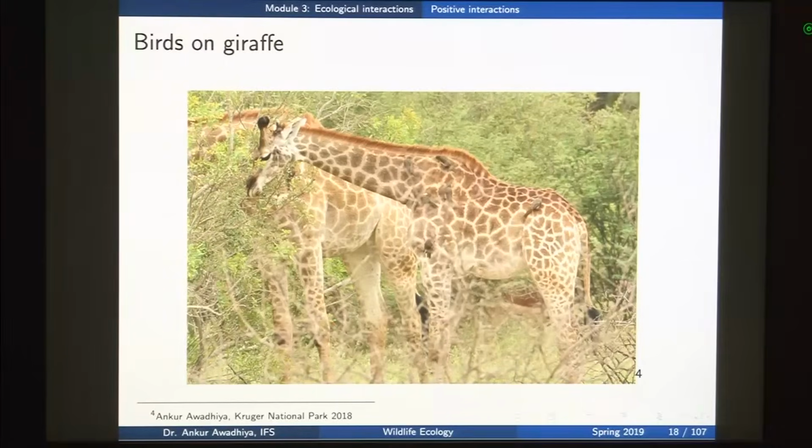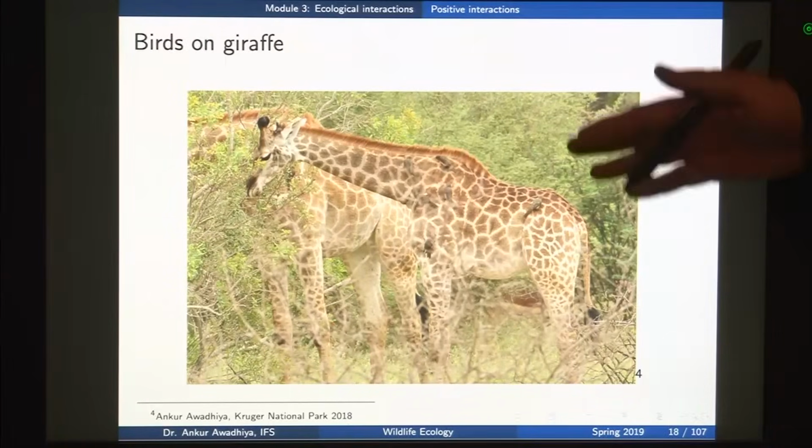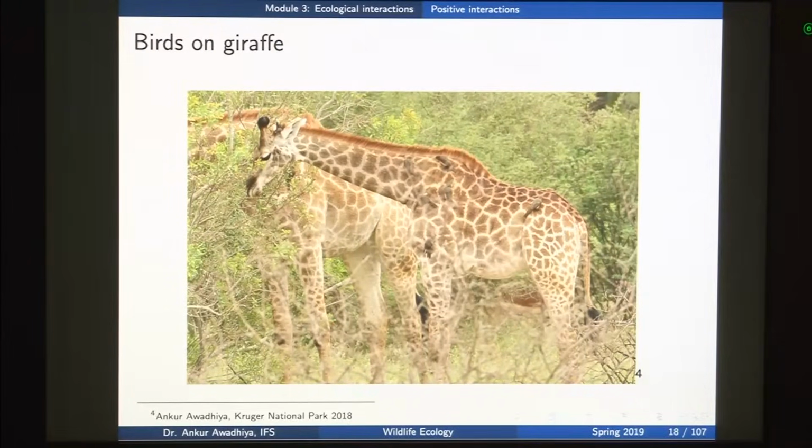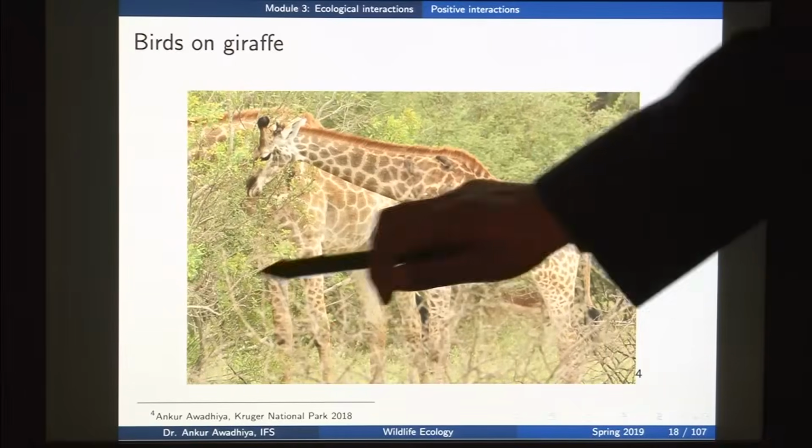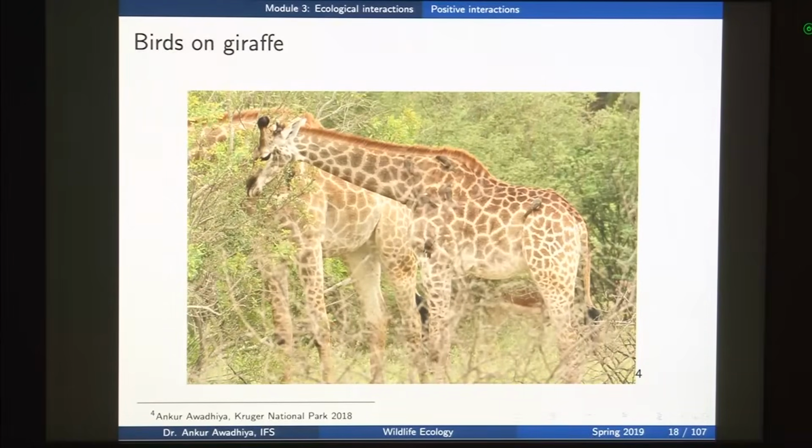So, with this interaction, by coming close to the giraffe and by sitting on the skin of the giraffe and eating away all these insects and parasites, these birds are getting a benefit, they are getting food out of it. And this is a very easy source of food. Why? Because if these birds went out onto the ground, it would be very difficult to see these insects and to eat them, whereas on the surface of this giraffe it is very easy to see these insects. So, there is benefit to the first party.